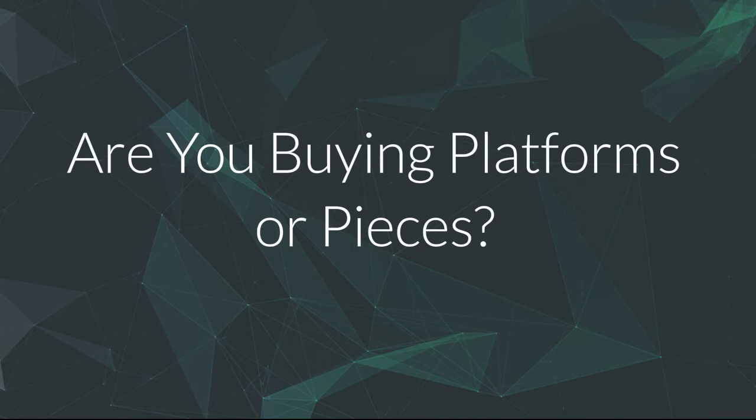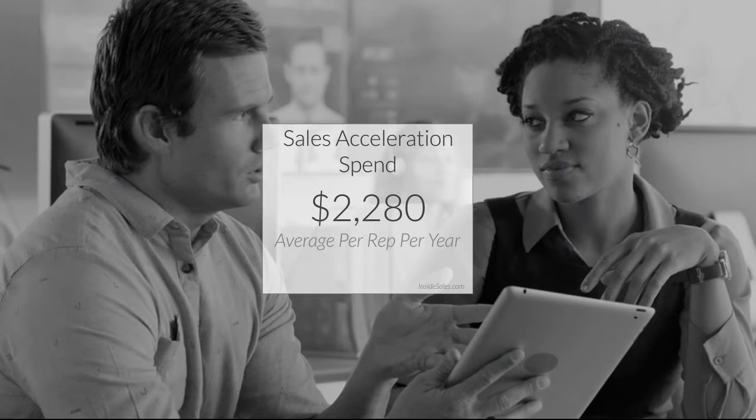Are you buying platforms or are you buying pieces? Now, we did a sales acceleration study where we looked at the average spend per rep, and it came out to be about $2,280 per person. That's including CRM. That's including some of the other operational technologies that you're probably using. That's a lot per rep. So the question: are you allocating that correctly? How are you allocating that? What are you doing with it?